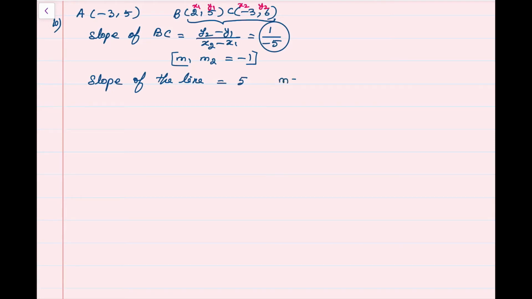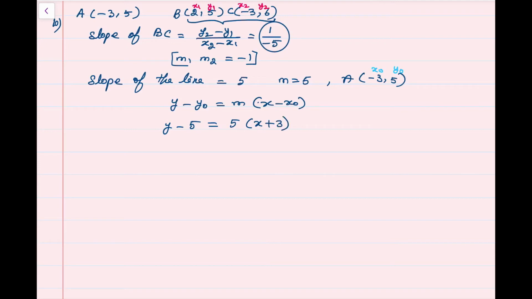Now we know the slope of the line and a point on the line is given. We will use point slope form. The formula is y minus y0 is equal to m times (x minus x0). We will take a point as (x0, y0). y minus 5 is equal to 5 times (x minus of minus 3), which is plus 3, so 5x plus 15. Therefore, the equation is 5x minus y plus 20 equal to 0.